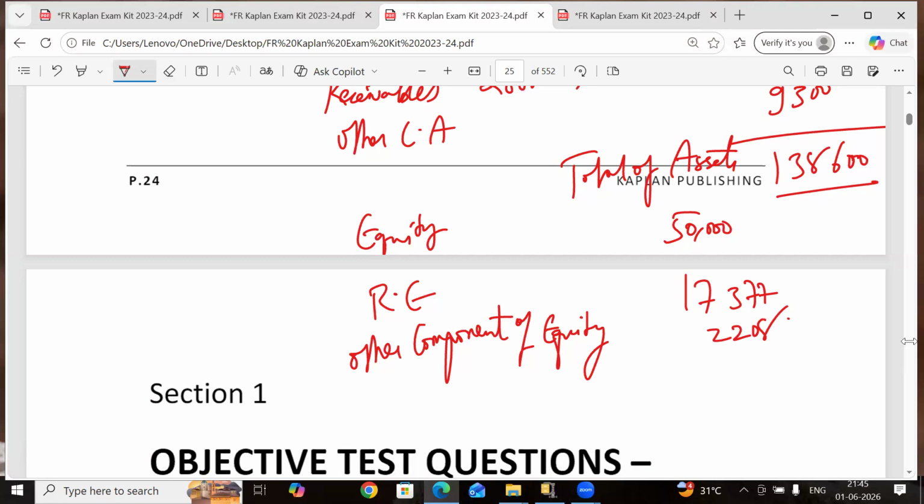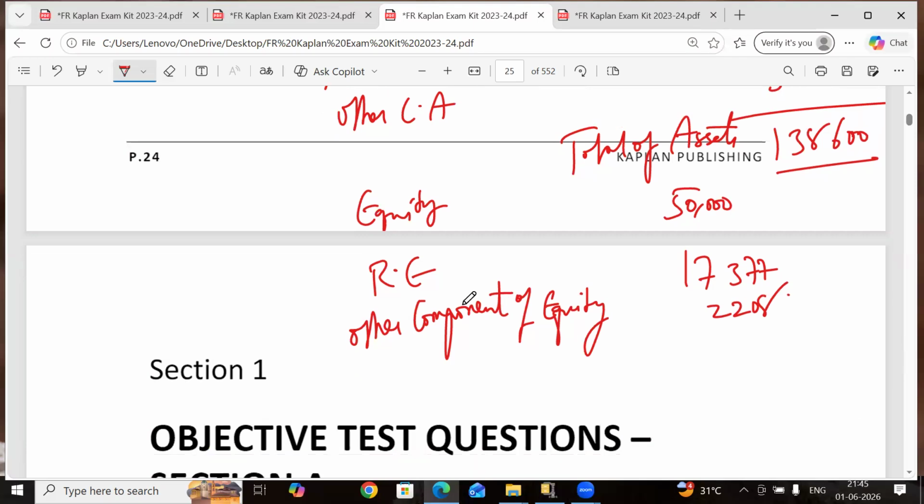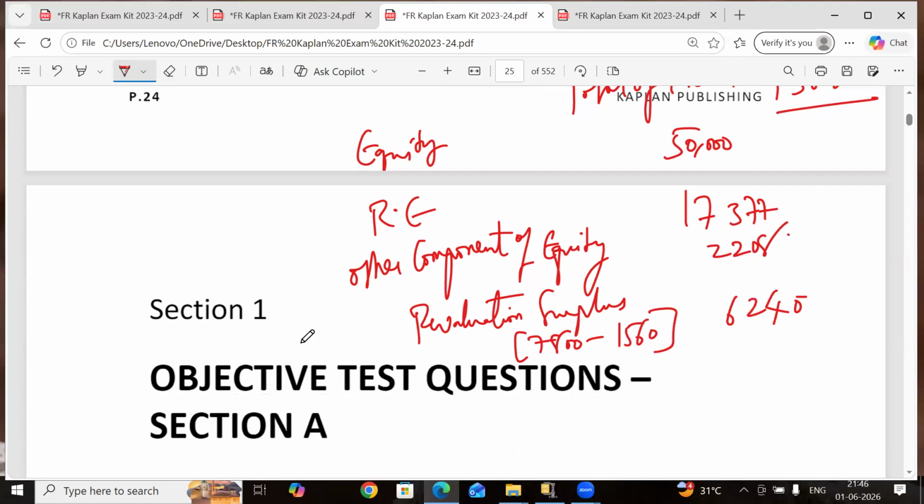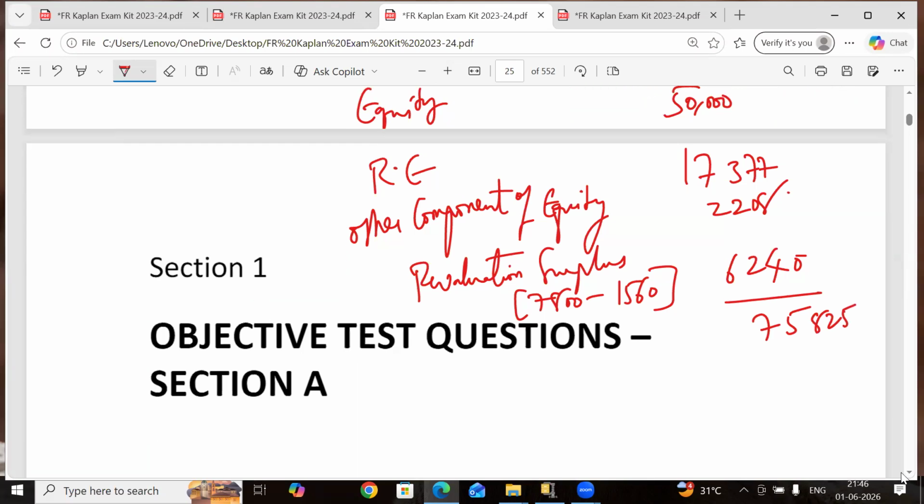This is done. Revaluation surplus after adjusting the deferred tax. So what is the total of equity? 50,000 plus 17,000, 377, 2208, 6240, 75,825. Now we are going to do the liabilities part.